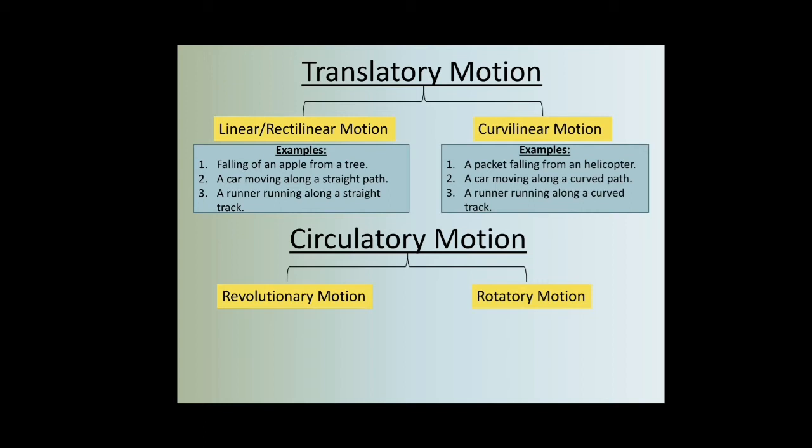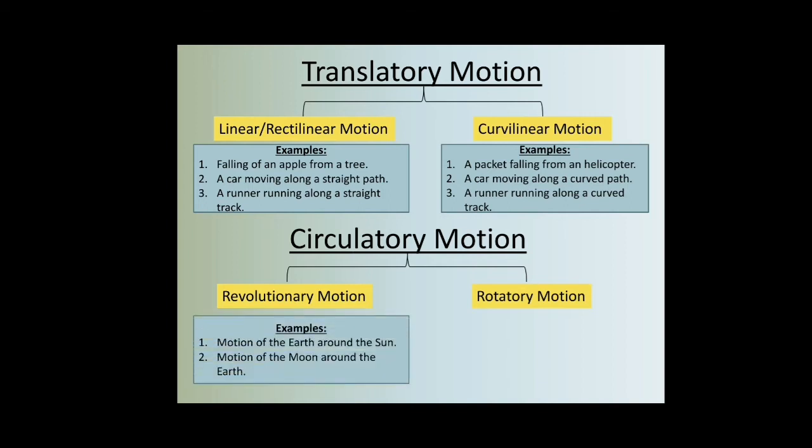A revolutionary motion or a revolution is the type of motion in which the object moves around another object in a circular path. For example, the earth moves around the sun and the motion of the moon around the earth. These are examples of revolutionary motion.